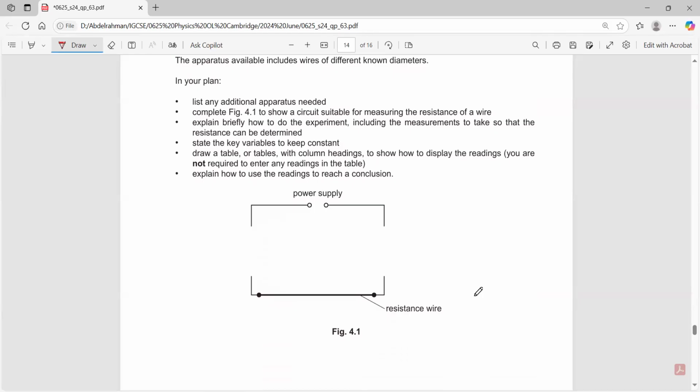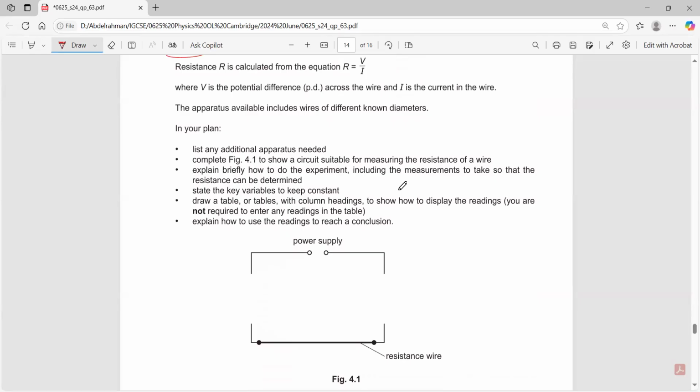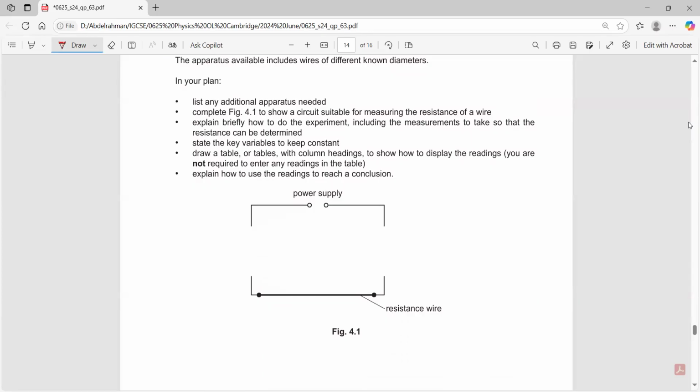How can I measure the resistance? You need to find the current and you need to find the voltage. So the additional apparatus will be the voltmeter and the ammeter. Figure 4.1, can I complete the circuit? Yes, I can complete the circuit by drawing an ammeter in series and then a voltmeter in parallel. What should I add here? Nothing, you can just complete the circuit. Or if you want to draw a switch, it would be okay. So I have completed the figure.